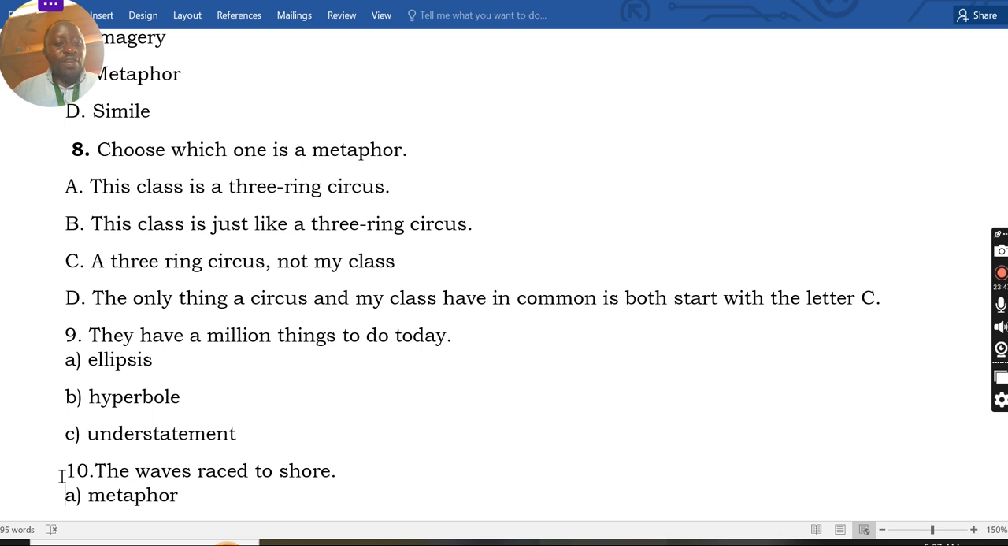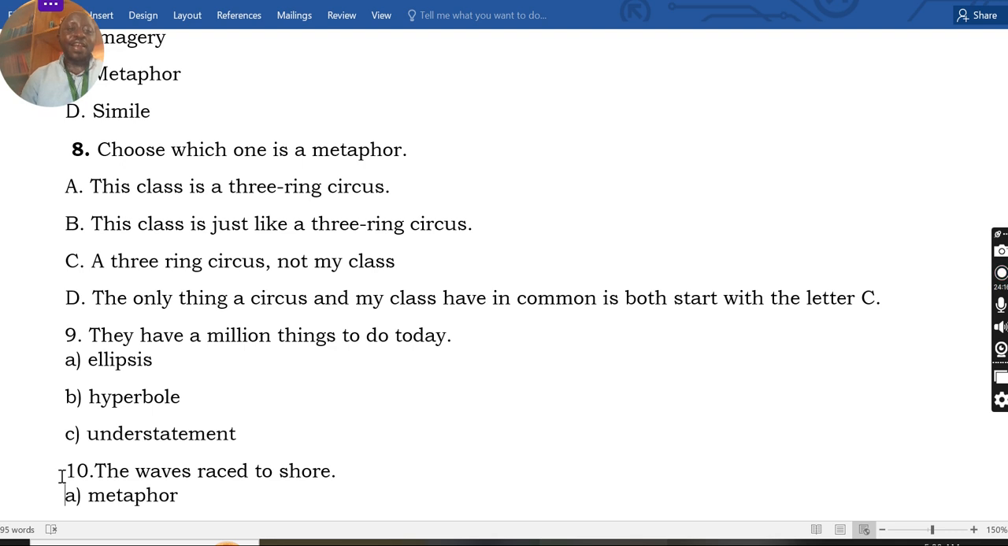So among these 4 sentences, which one is metaphor? So it's up to you now to choose which is the metaphor. Okay? So let us choose which is the metaphor here. Yes. Now, A. Number A is correct. Is the best answer.